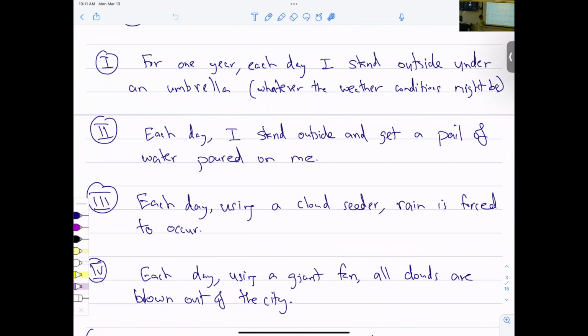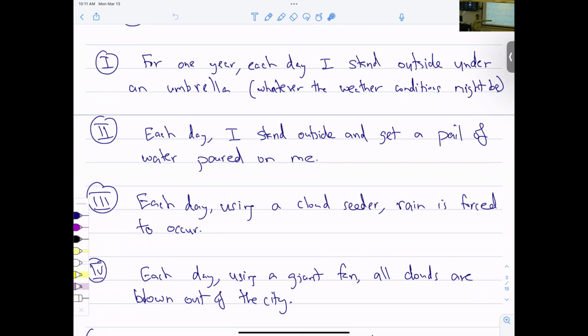Experiment 1. For 1 year, or actually forget about 1 year, every day, because I'm now dealing with infinite samples, ignore the 1 year. I have infinite samples. Each day, I stand outside with an umbrella, whatever the weather may be, and record again the pair, rain, wetness. That's experiment 1. Experiment 2.